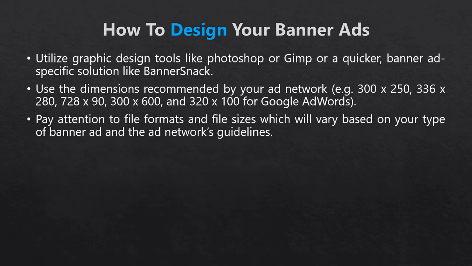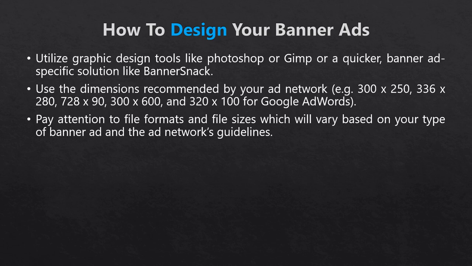Another important detail is going to be format. If you're going to use static images, you'll want to use JPEG, PNG, and GIF file formats. If you're trying to do animated banners, you'll be dealing with SWF flash files or animated GIF files. It's also important to consider the file size. This depends on your ad network. For example, Google's display network requires files to be 150 kilobytes or smaller.